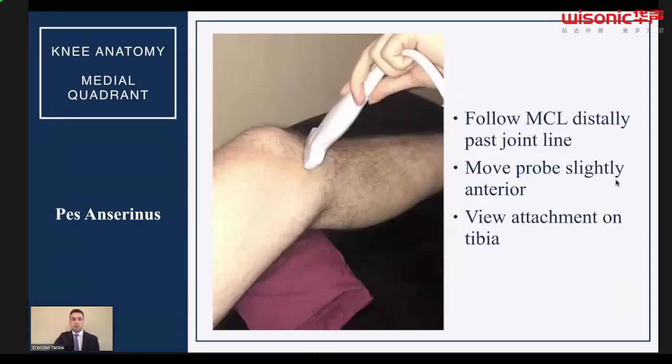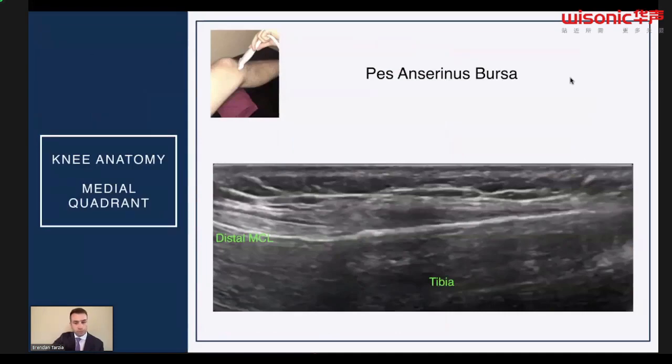Then the pes, the other structure we wanted to see in the medial knee: you just follow the MCL down. You can move the probe slightly anterior and view the attachment onto the tibia. Here, like I was saying before, you have the bursa, and then all three tendons coming and joining together. When you see that hypoechoic structure, that bursa, you're in the right area, and that's the pes anserinus bursa.